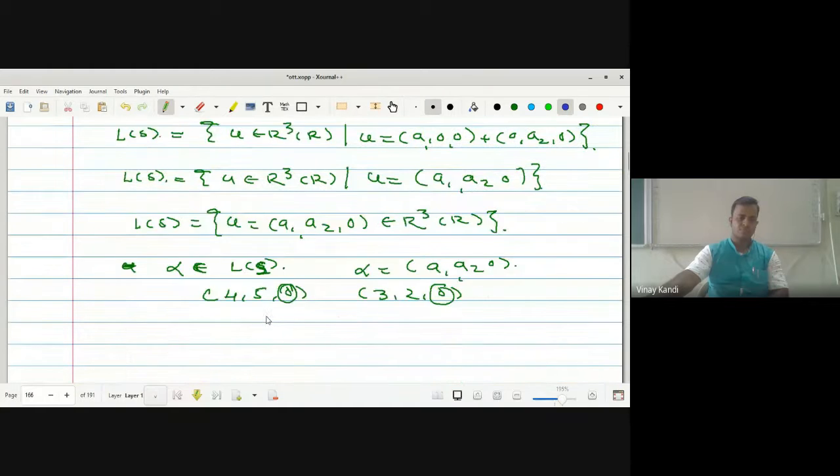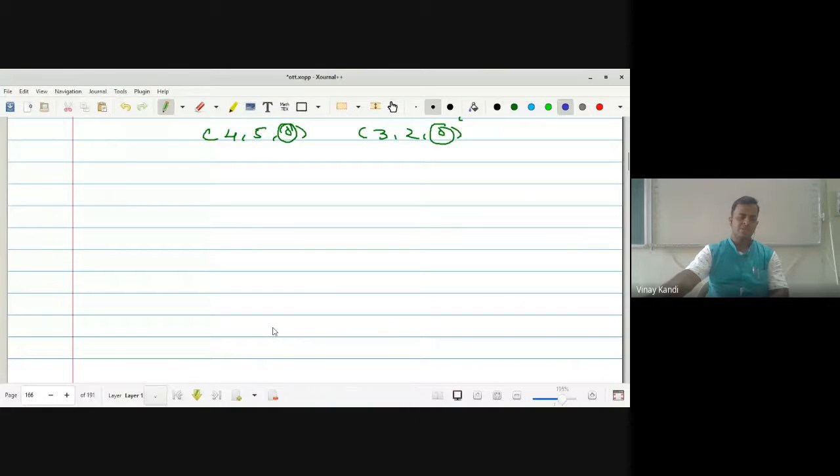Okay. Now, today we will see what is the linear dependence of vectors and what is the linear independence of vectors. When do we say that vectors are dependent or independent? Now look at the definition here: linear dependence of vectors.